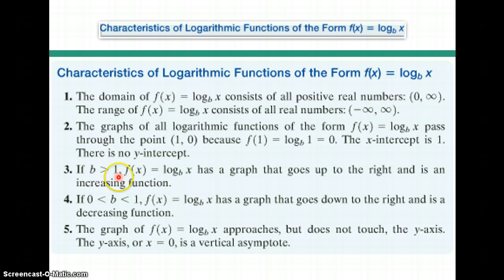When the base b is greater than 1, the function goes up, so it is an increasing function. When base b less than 1 or greater than 0, the graph goes down, so it is a decreasing function. Y-axis or x equal to 0 is a vertical asymptote.